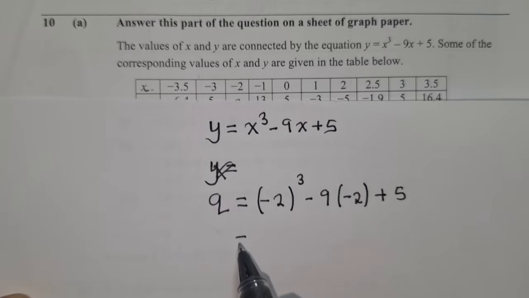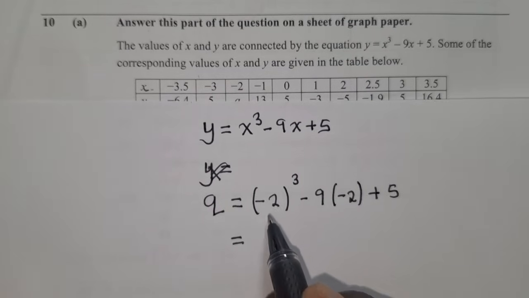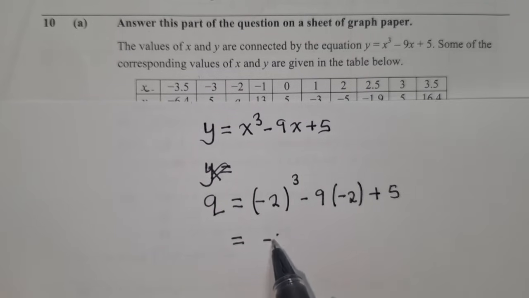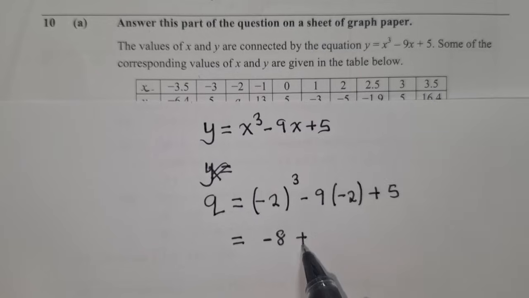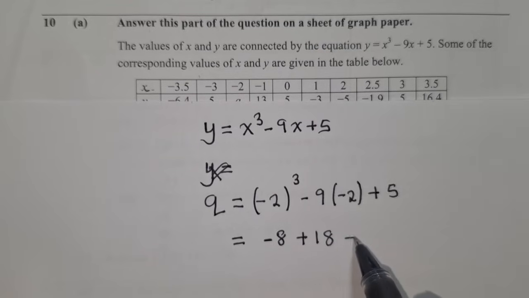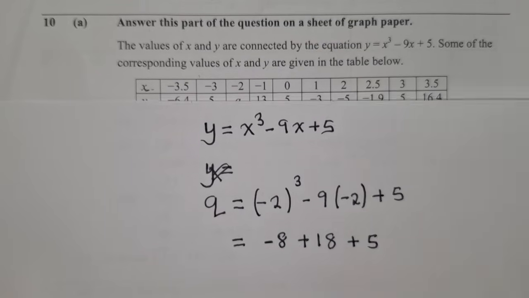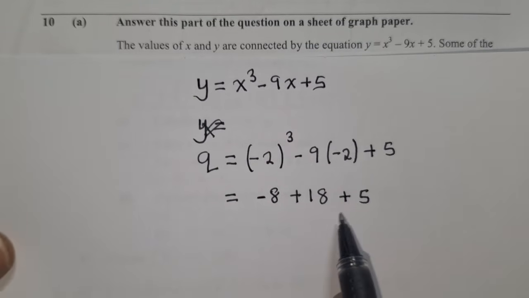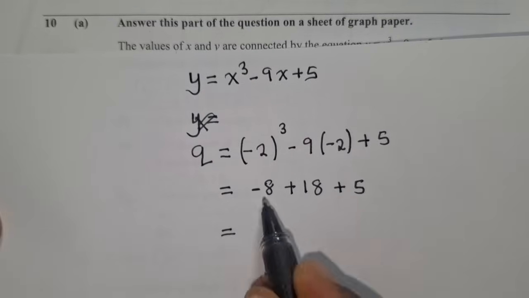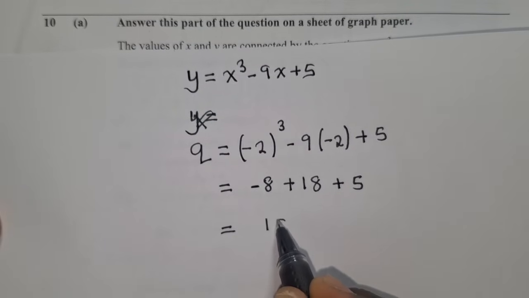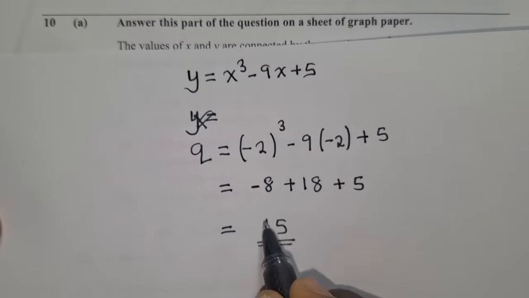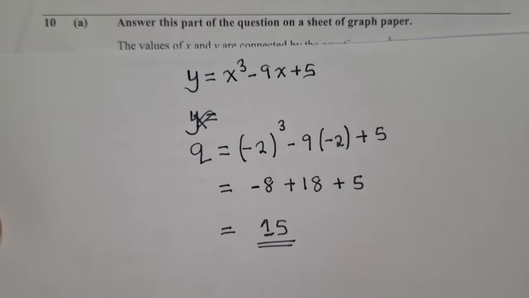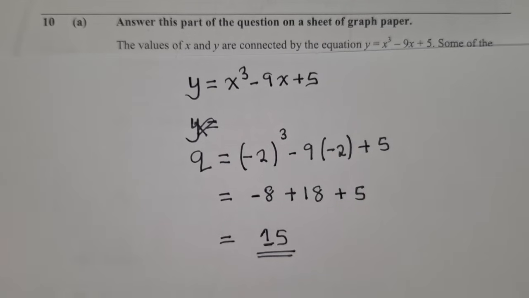So now we solve for Q. We're going to do all the calculations. This, of course, is giving us a negative 8. This is giving us a positive 18 plus 5. And when we work it out nicely, all this will give us 15. So meaning the value of Q is equal to 15.